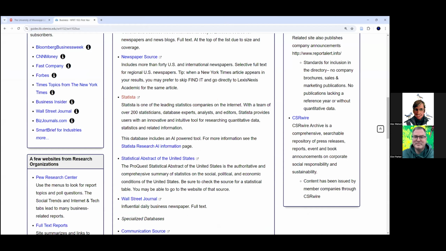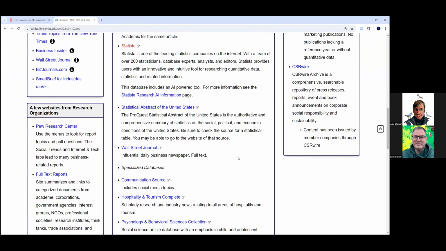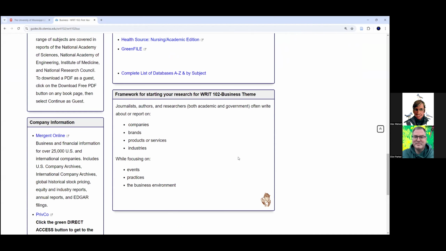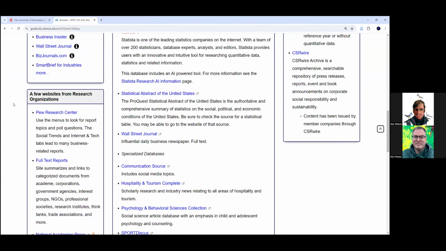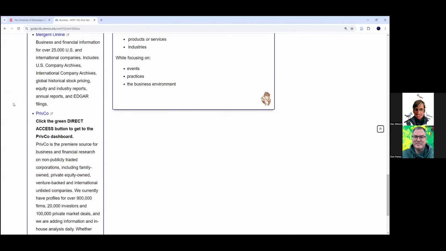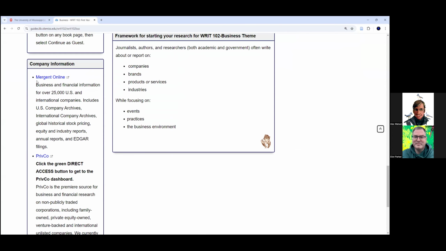And there are other things on this page as well that could be very useful. Now, one of the other things that I want to highlight to you is that here on the guide, we have company information sources. These allow you to get information about a particular company from the source, or at least from as good of a source as we have.